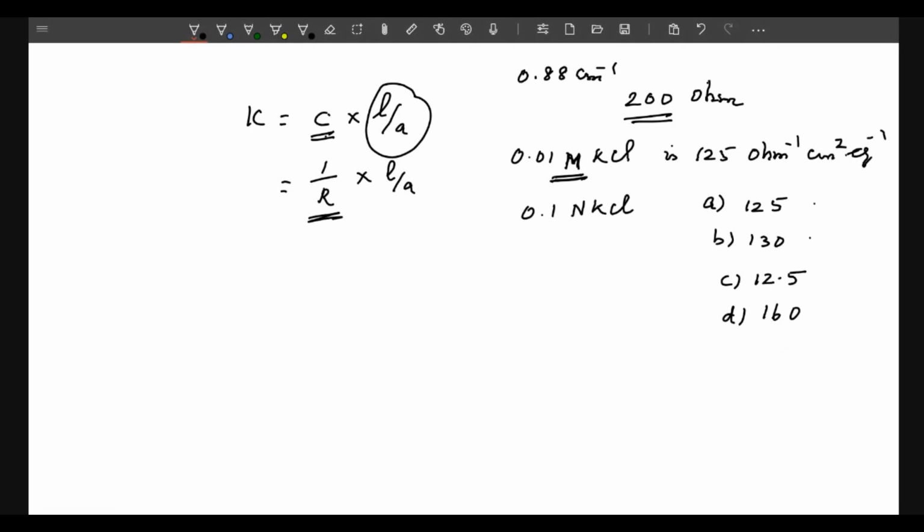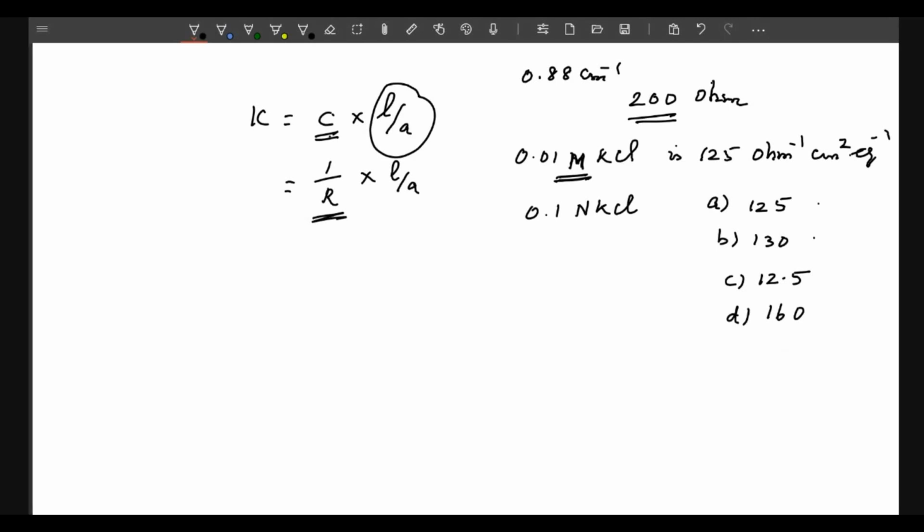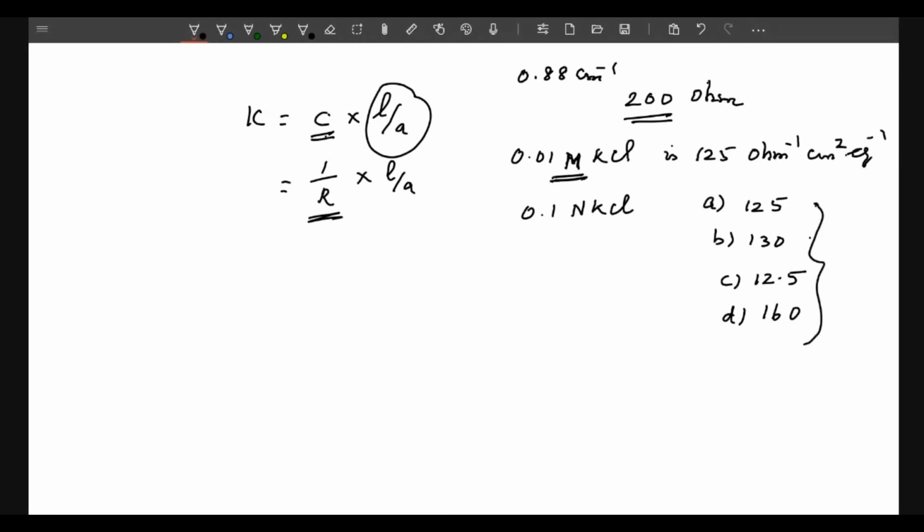Here no units are given in the options, and in the problem also no units are given, but they have already given the unit for equivalent conductance, 125 per ohm centimeter square per equivalent. Therefore, you should take the unit for this as also the same. And how to work out this type of problem? For a univalent electrolyte, you know the molarity and the normality are same. You know the relationship between the molarity and normality.